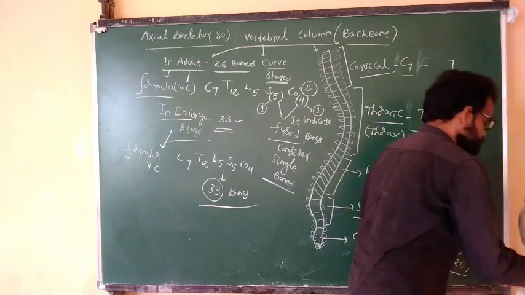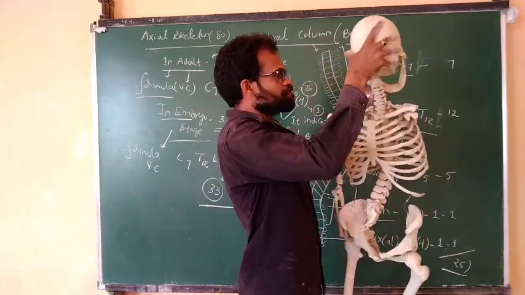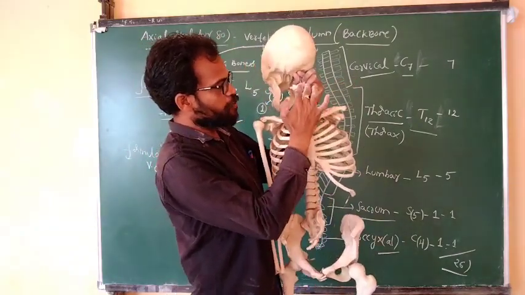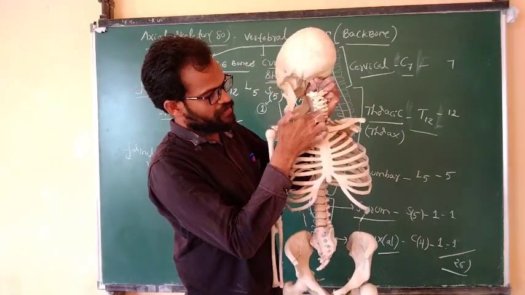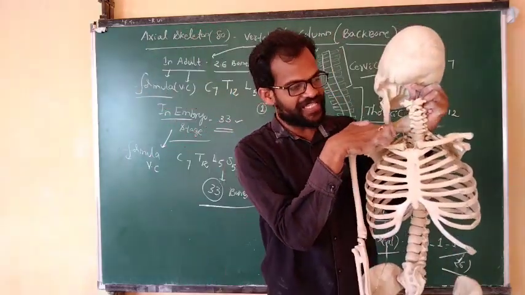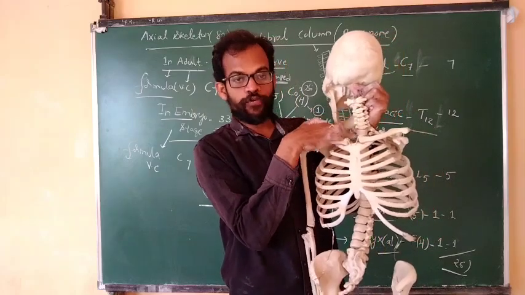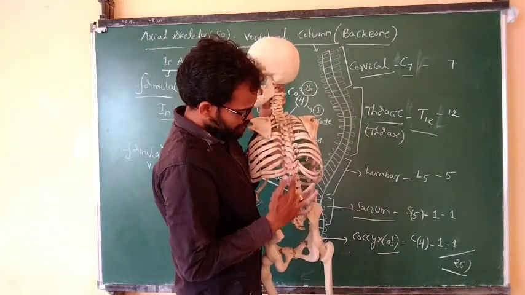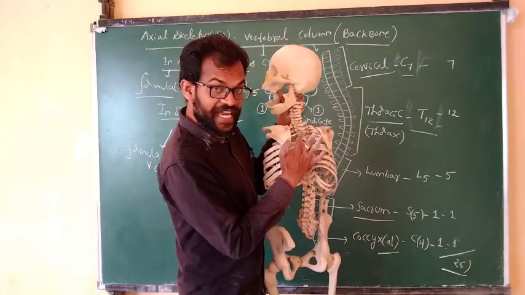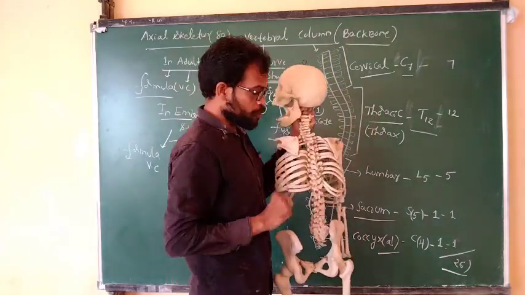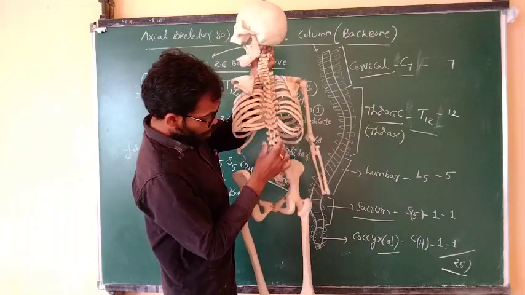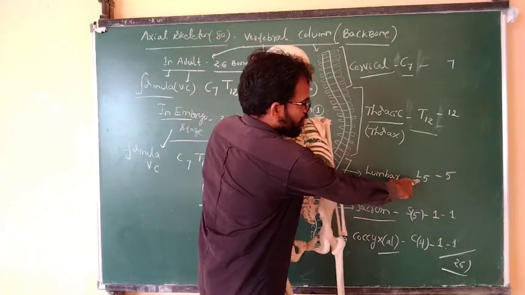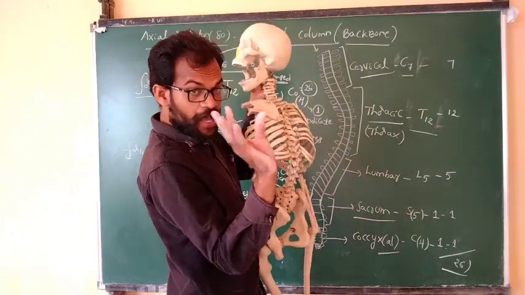If you observe the model of the vertebral column, see here, these are the cervical bones. 1, 2, 3, 4, 5, 6, 7. 7 bones are the cervical bones. Next, the thoracic area has 12 bones. Next is the lumbar part, which consists of 5 bones.